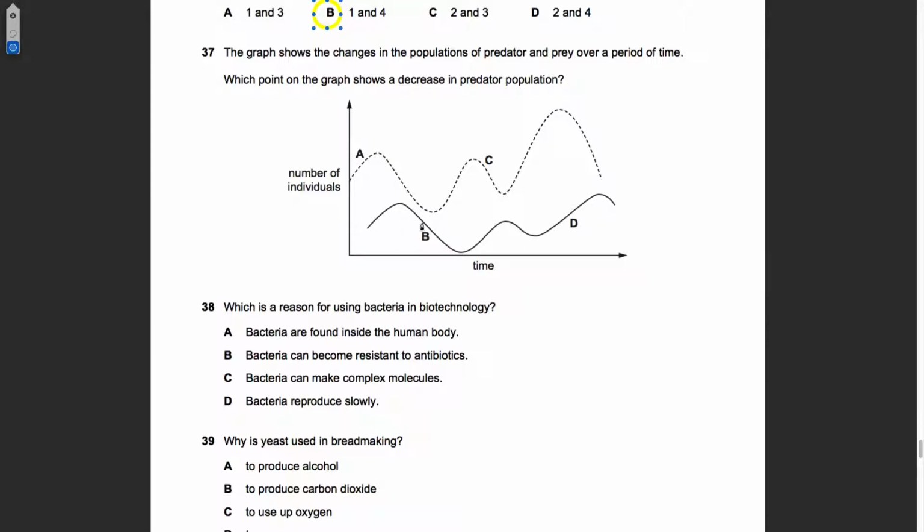Okay, so let's look at this curve. That means we can choose now between B and D. Can't be A and C because that's the wrong line. That's our prey, and we're looking at predator. The only one that shows a decrease is B. That's the number of them coming down, whereas D is showing their numbers going up. So the answer is B.